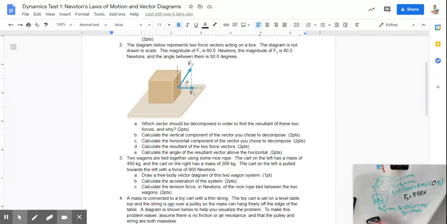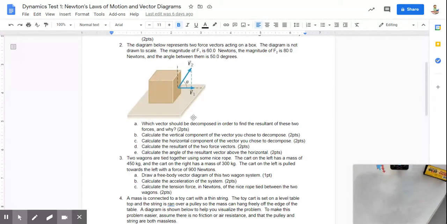Question 2, the block question. Which vector should be decomposed? Hopefully you said vector 2, because vector 2 has a vertical and a horizontal component. Vector 1, or F1, only has a horizontal, so we don't need to decompose it. It's already along X or Y. So we need to split F2 up into a vertical and a horizontal.